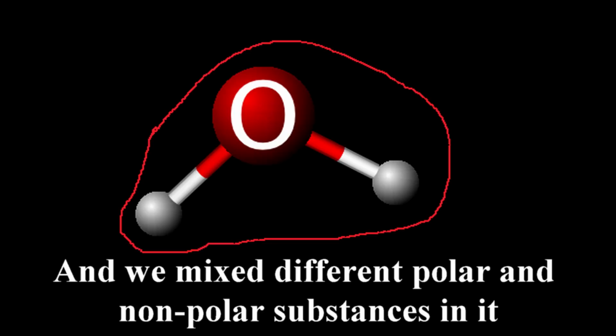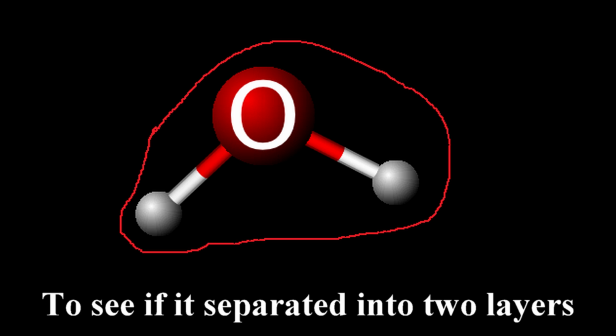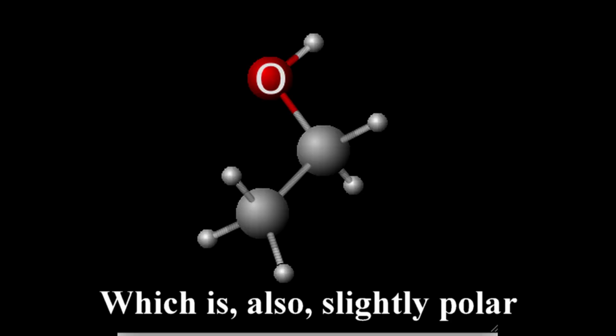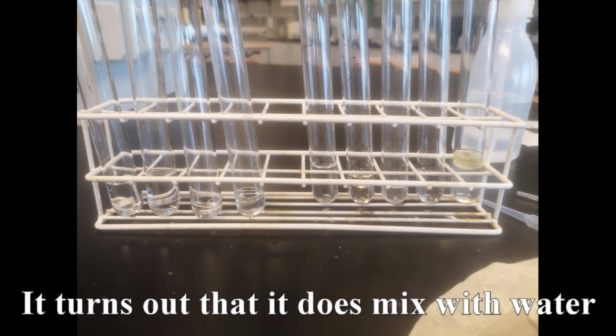For this experiment, we had 7 test tubes filled with water, which as we know is polar, and we mixed different polar and nonpolar substances in it to see if it separated into 2 layers. The first one was ethanol, which is also slightly polar. It turns out that it does mix with water.